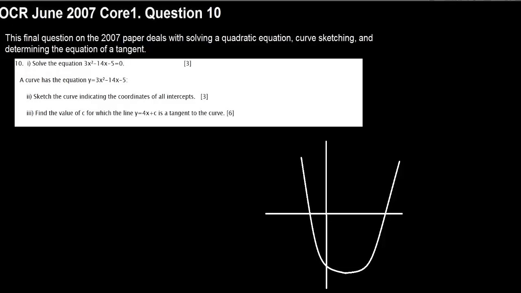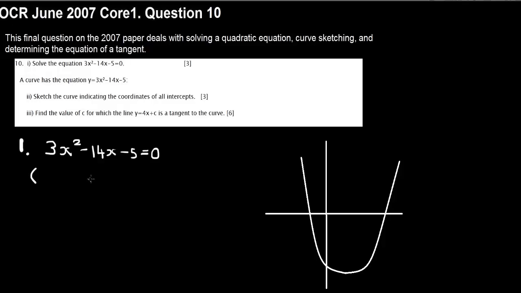Hello, it's Kev Randall. This is the final question on the OCR Core 1 Maths, AS Maths from June 2007. It's to do with solving an equation to start off with. So we've got this equation, 3x squared minus 14x minus 5 equals 0. And we'll look at the ways we could solve it. We could use the formula, but let's try and factorise it.